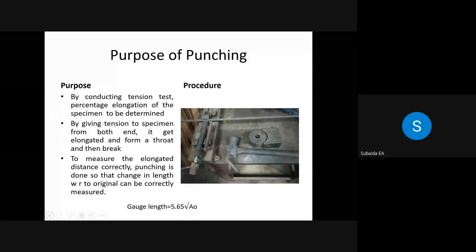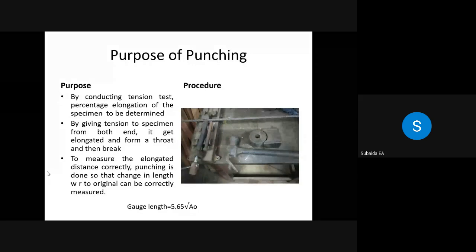Then similarly, you mark the next point, so that when the specimen is breaking, it will break between two punch marks. The initial distance between the punch marks was say 5 centimeter. Now we can join the two broken pieces and measure the final length. Then for that 5 centimeter, we get the actual elongation that has taken place, so we can get accurately the percentage elongation. For that we have to use this gauge length. So mark the center line, and mark this 5.65 root A0 throughout the length of the specimen.